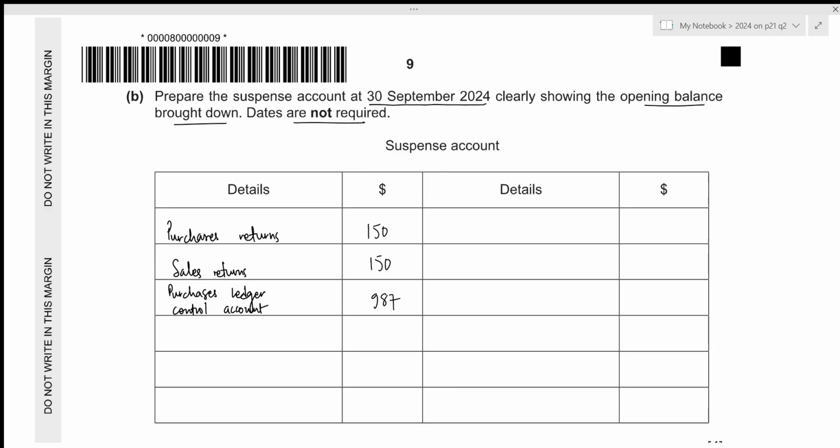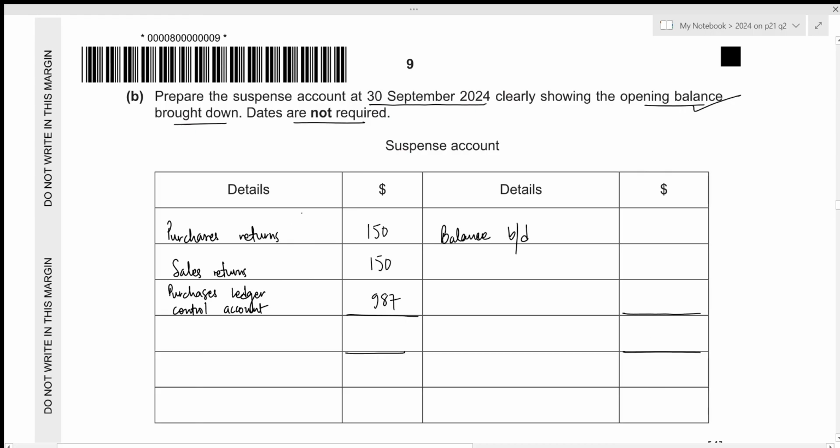Always remember that the suspense account will not have a closing balance because this is a temporary account, so we need to completely shut it out. In order to shut it out, we do not need any sort of closing balance. So whatever balancing figure we have will be the opening balance itself. And in this case, we have all of the entries on the debit side, which means that the balancing figure should be on the credit side. That balancing figure is the opening balance.